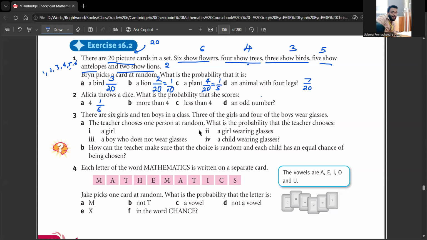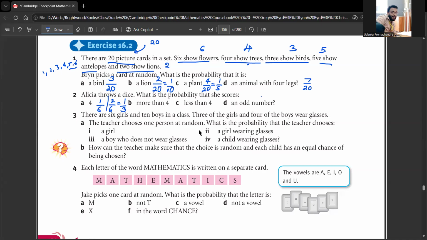And next thing, more than four. What is the value? More than four is 5 and 6, so there are two values out of six. Two out of six. You can simplify it, 1/3. Otherwise 1/3.